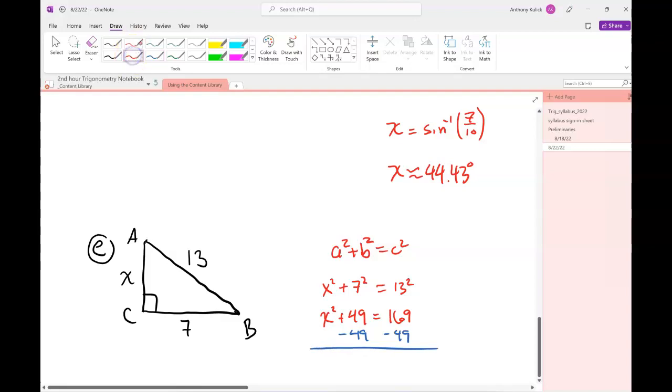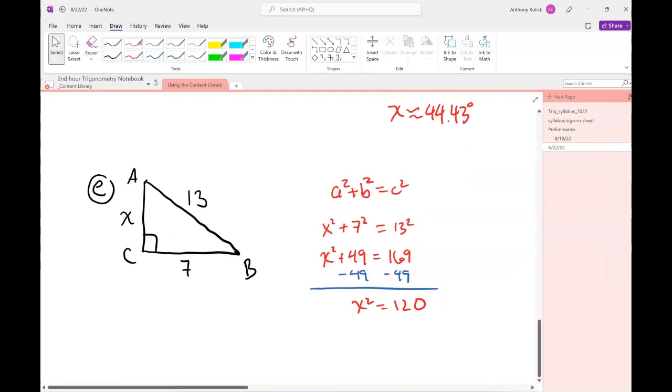So again, we're doing that to both sides of the equation, so on each side of the equals. Okay. So that's x squared equals 120. What do we need to do next? Square root. Square root. Right. Good.